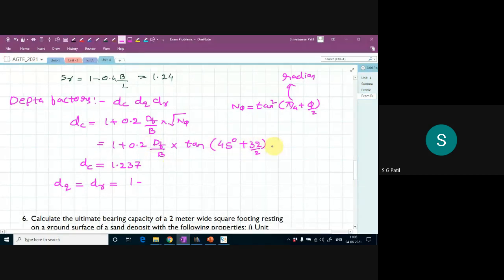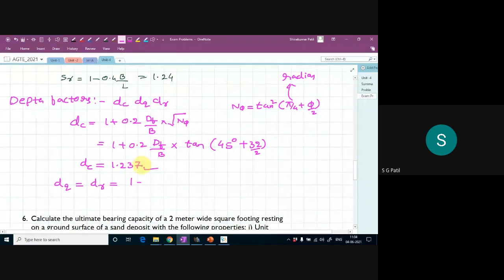So how much are you getting? DC is same, no? You are getting the same value, right? Calculate how much you are getting. DC, are you getting 1.237? 1.60, you are getting 1.60.